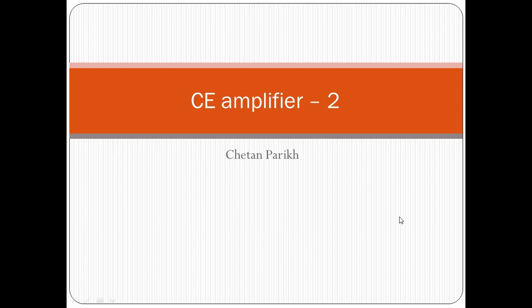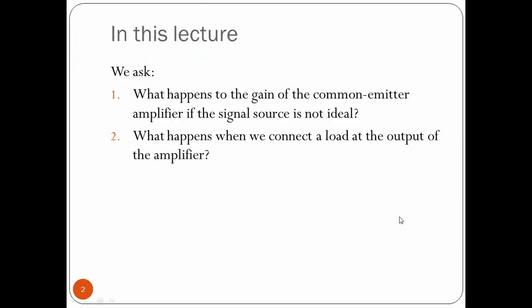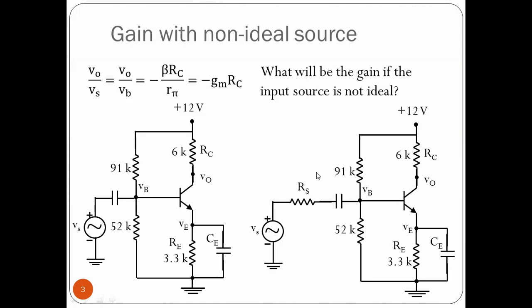So in this slightly shorter lecture, we'll ask two questions. First, what happens to the gain of the common emitter amplifier if the signal source is not ideal? And second, what happens to the amplifier when we connect a load at the output of the amplifier? Let's start with the first one.